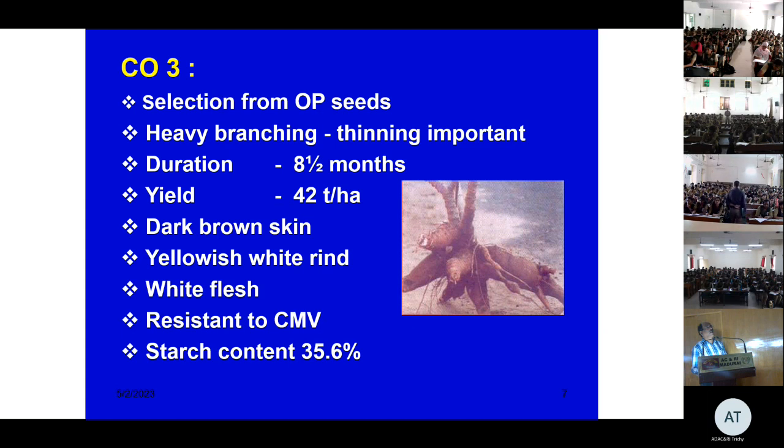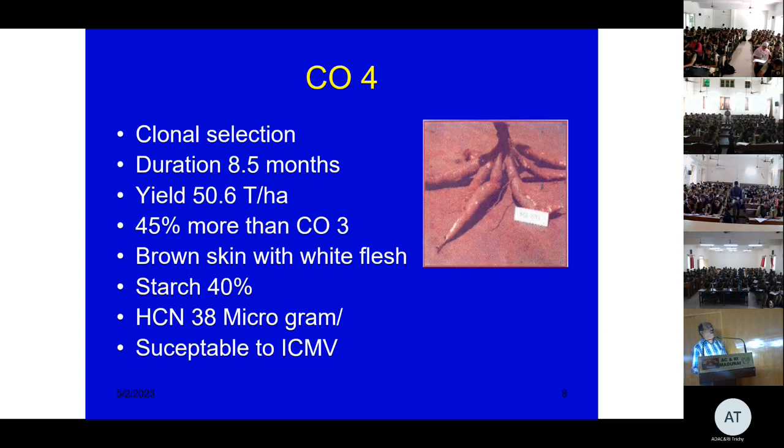Next, the variety Co4. It is also a clonal selection, with a duration of 8.5 months and a yield of 50.6 tons per hectare, which is 45% more than the Co3 variety. The starch content is 40%, and the hydrogen cyanide is 38 microgram. But this variety is susceptible to cassava mosaic virus.